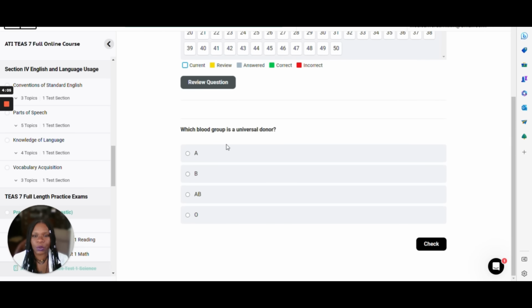All right, you guys, here's question number 1. Which blood group is a universal donor? A, B, AB, or O? I'm going to go with O, and then we're going to discuss why.